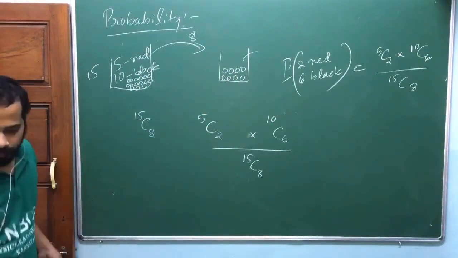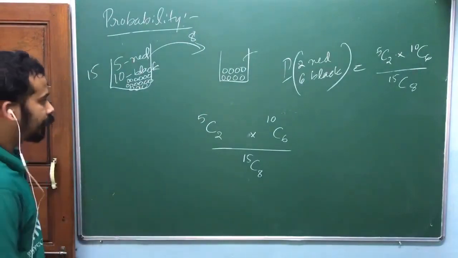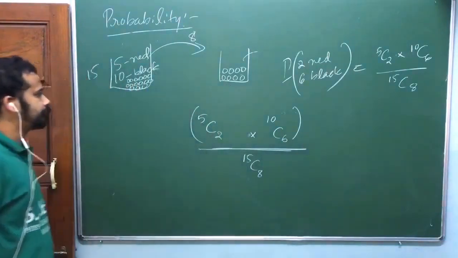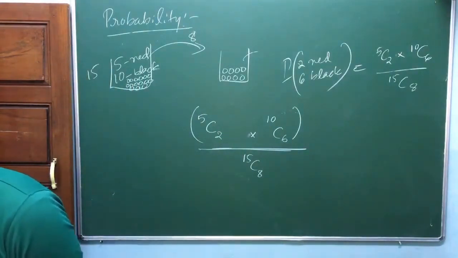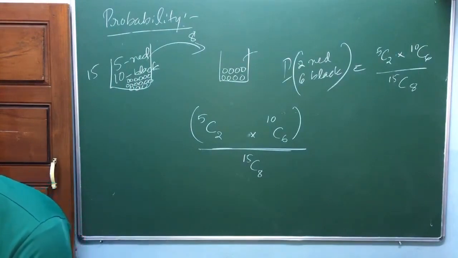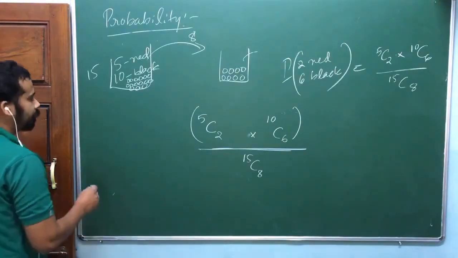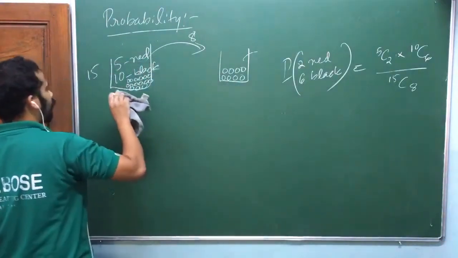Yeah. Now this is just a ratio: number of events which is favorable divided by total number of possible events. Is that okay? Now look at here. A bag contains 8 white balls and 6 red balls. A bag contains 8 white and 6 red balls. Okay? 8 white and 6 red.